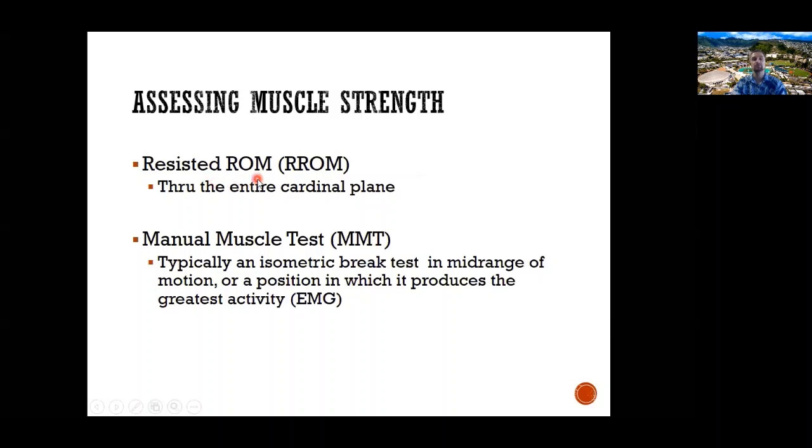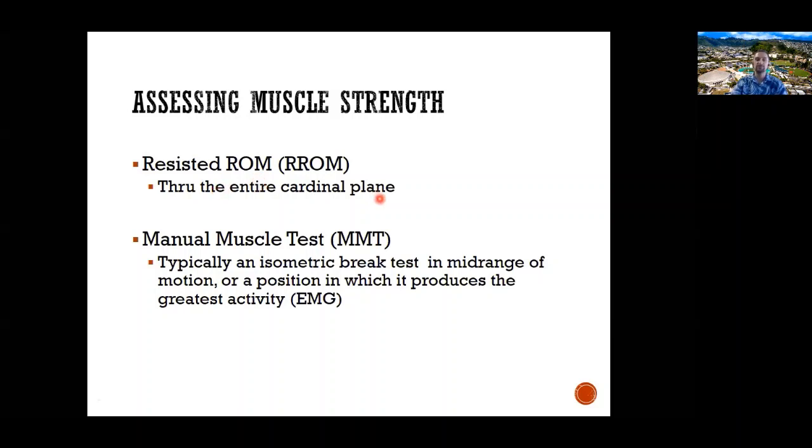So when we test resisted range of motion in glenohumeral abduction, right? The patient's arm is at the side and they abduct all the way up, and then they adduct all the way down. When we assess through an entire range with added force, that's resisted range of motion, right? Through the entire cardinal plane.